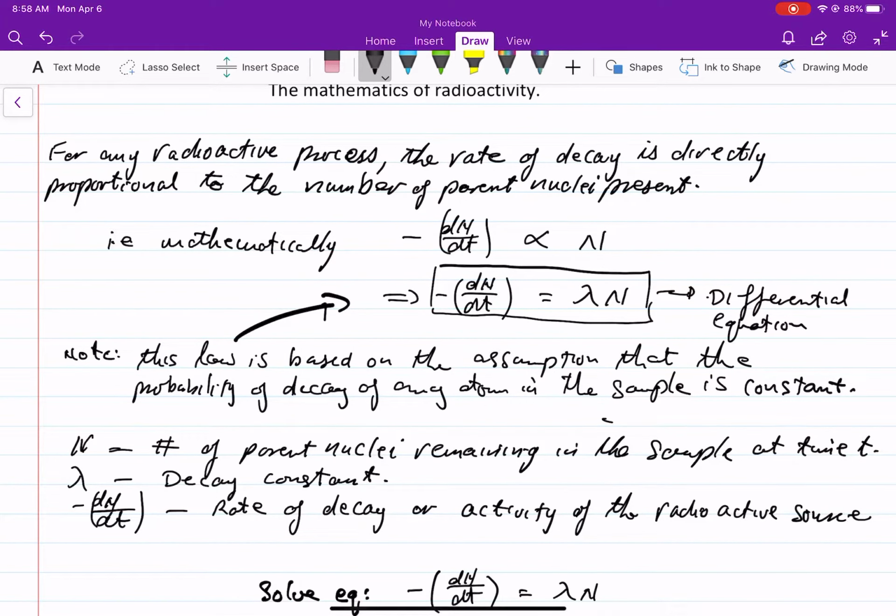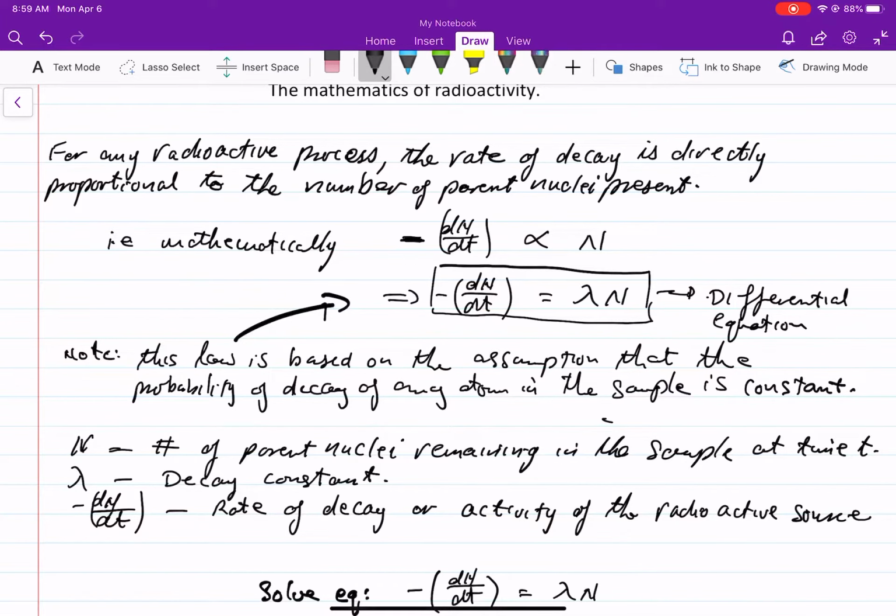For any radioactive process, the rate of decay is directly proportional to the number of parent nuclei present. The rate of decay represents a decreasing rate, and that's the reason for the negative there. So negative dN/dt is the rate of decay, which is also referred to as the activity. It's proportional to the number of parent nuclei present. If you get rid of the proportionality sign, you have the constant of proportionality, lambda. Lambda is called the decay constant. We're going to get into the definitions a little later.